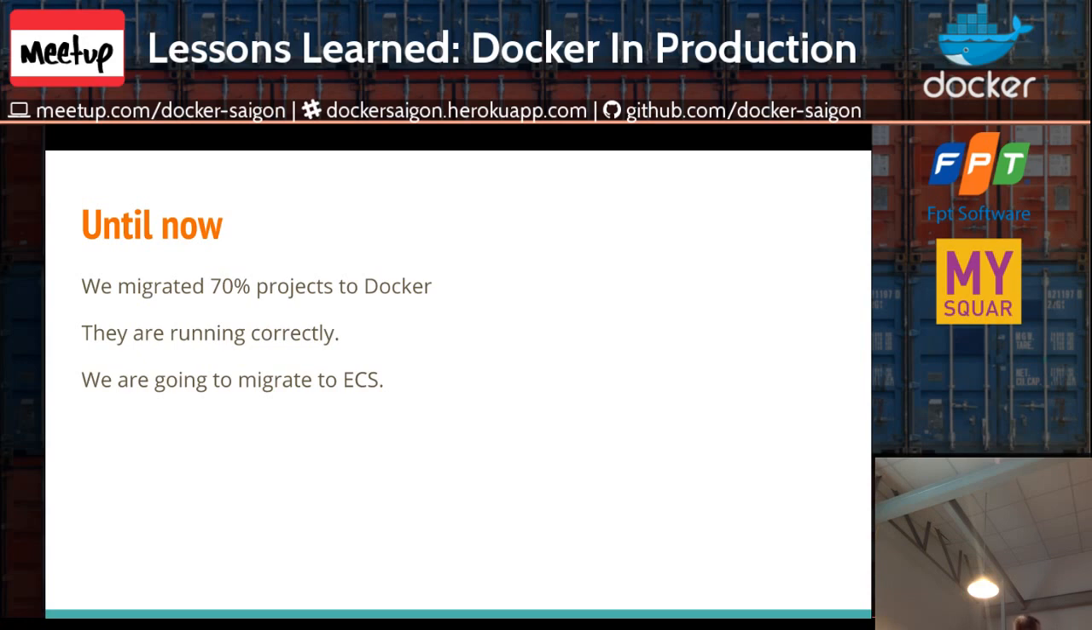Like if AWS dies. And how many Docker hosts and nodes? 70. Yes.